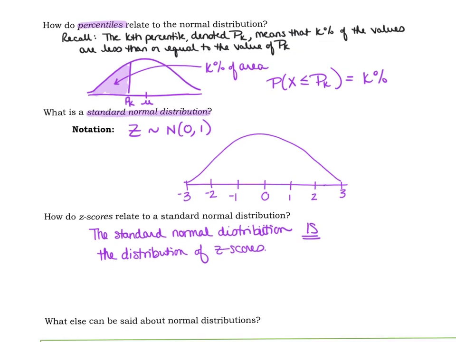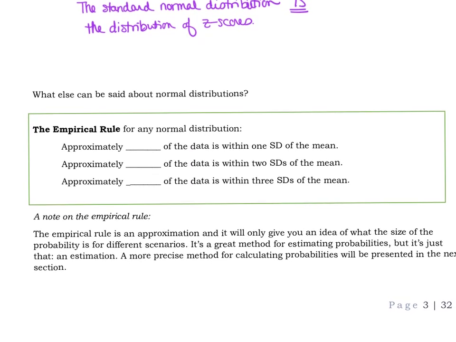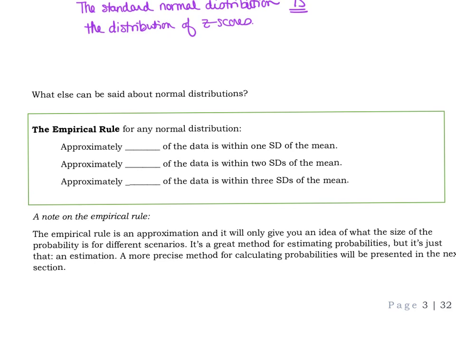Okay. So a few other things here. What else can be said about normal distributions? Well, this is kind of a big one, the empirical rule. The empirical rule says that about 68% of the data is within 1 standard deviation of the mean. So about 68% falls within 1 standard deviation to the right or the left of the mean. About 95% falls within 2 standard deviations of the mean, and 99.7% falls within 3 standard deviations of the mean.